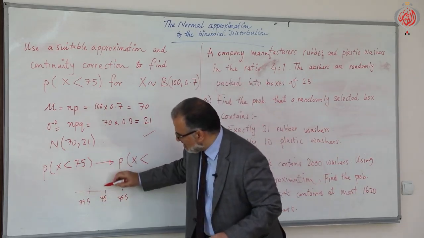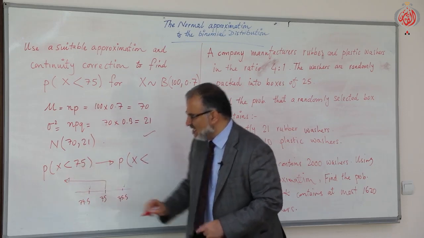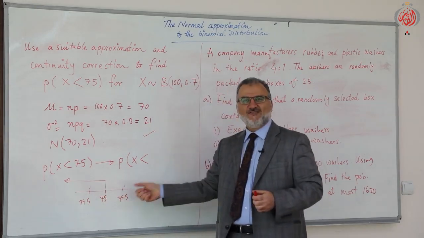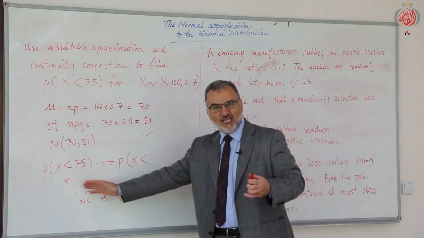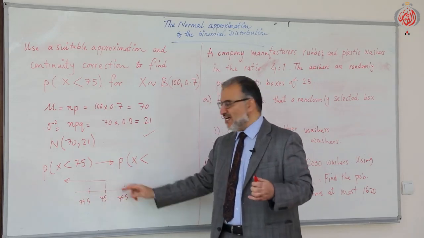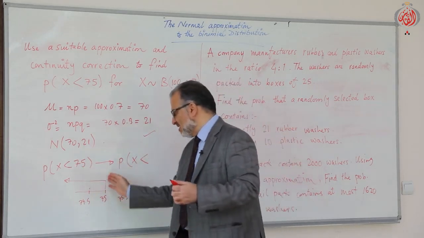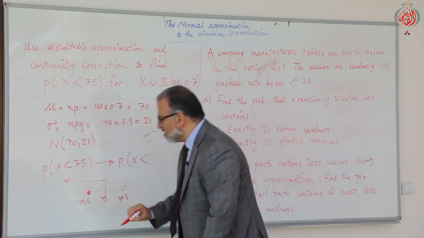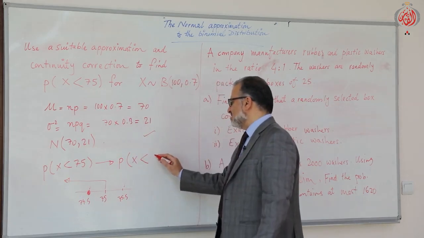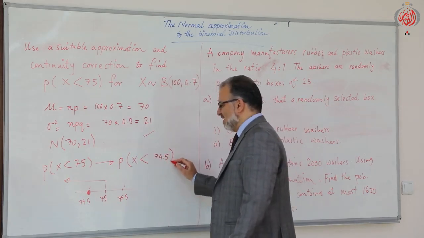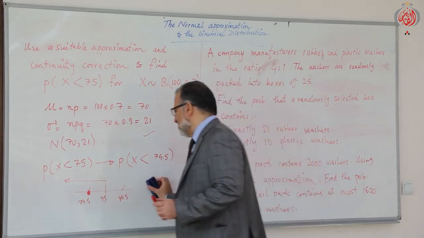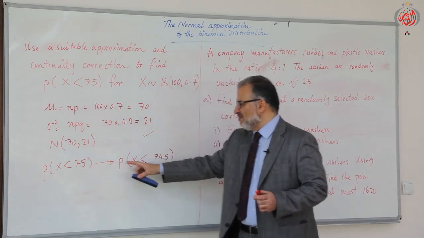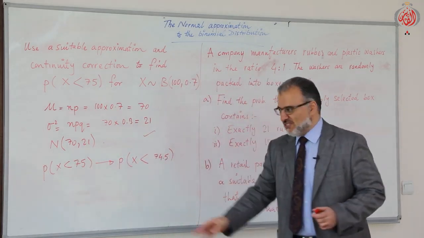Here you have x less than 75, less than. If you have an equal sign, as we say, both should be included, right? So we have to start from here if it is an equal sign. But since it is less than and I don't have an equal sign, I have to start from here. So we will say probability of x less than 74.5. Now here we have made the continuity correction.